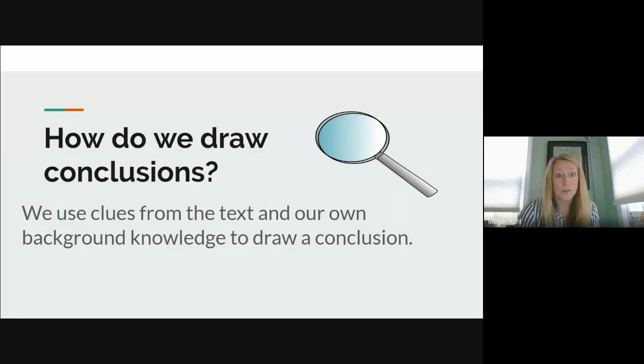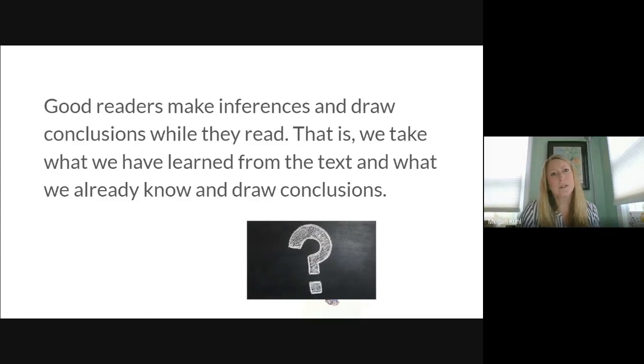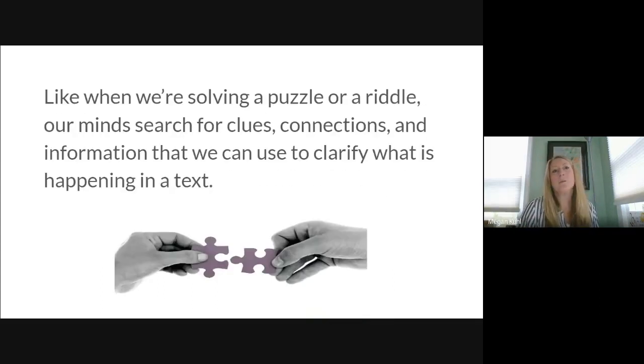How do we draw conclusions? We use clues from the text and our own background knowledge to draw a conclusion. Good readers make inferences and draw conclusions while they read. That is, we take what we have learned from the text and what we already know and draw conclusions. Like when we're solving a puzzle or a riddle, our minds search for clues, connections, and information that we can use to clarify or help us better understand what is happening in a text.